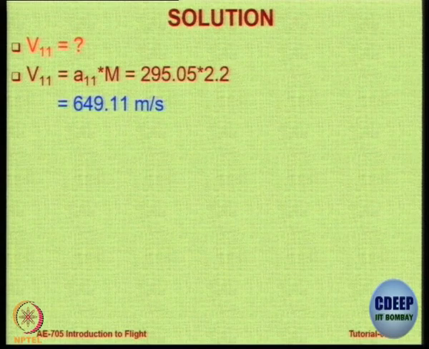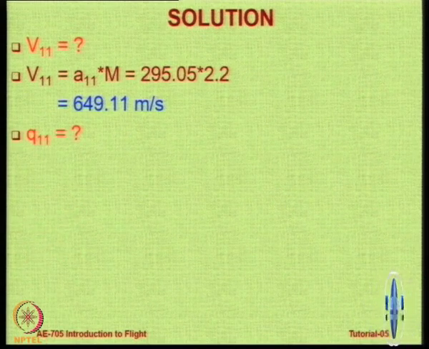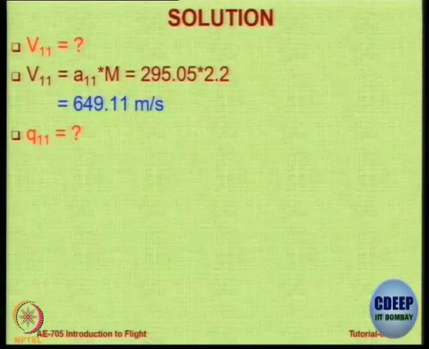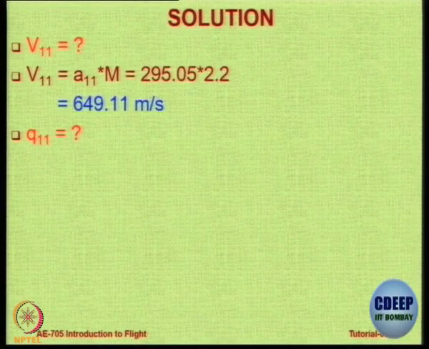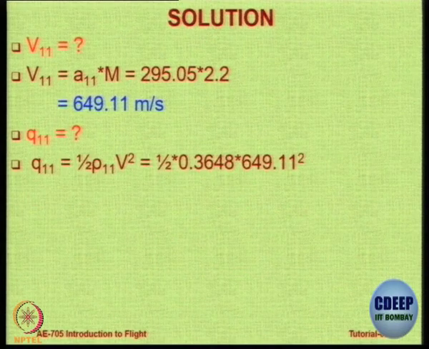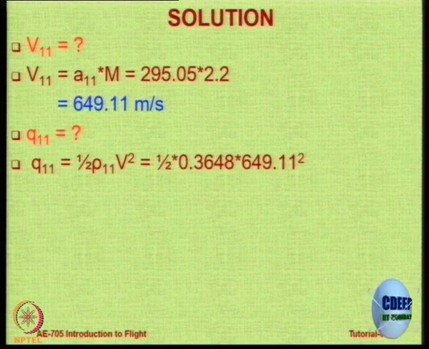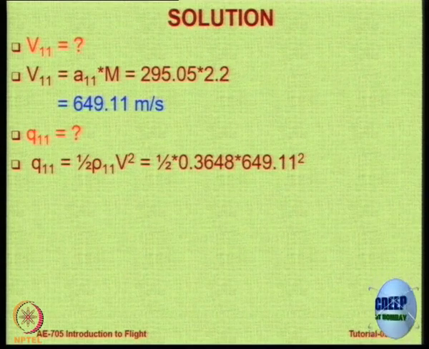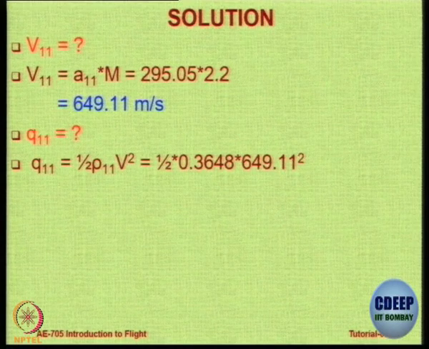So if that is the case, what do you need next? You need the value of half rho V square, dynamic pressure. So rho is the value that you got, 0.3648, V is 649.11. Get the value of dynamic pressure. Now let me warn you, this is one place where many people will make a mistake in the numerical value. So tell me the answer. What is the dynamic pressure? 7685 what? What units? 7685 newtons per meter square.